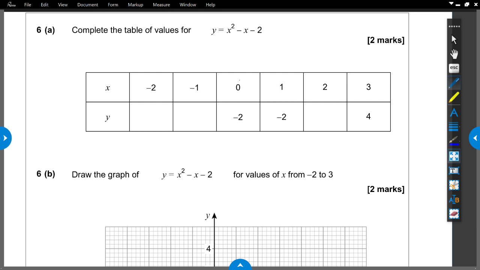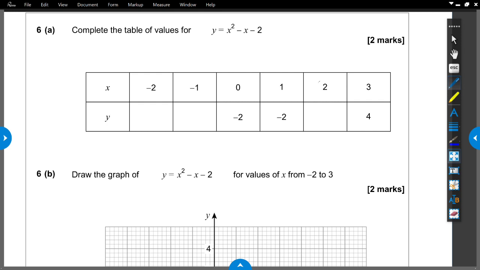So if x is equal to 0, then y must be equal to 0 squared minus 0 minus 2. 0 squared is 0, minus 0 is still 0, and then minus 2. We get that? And we can do the same for 1. We'd see that it's minus 2 as well. So what we need to do here is substitute in minus 2, then minus 1, then 2.